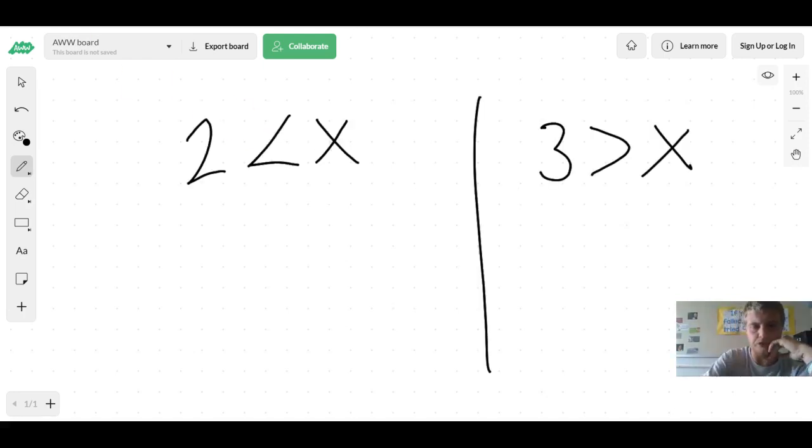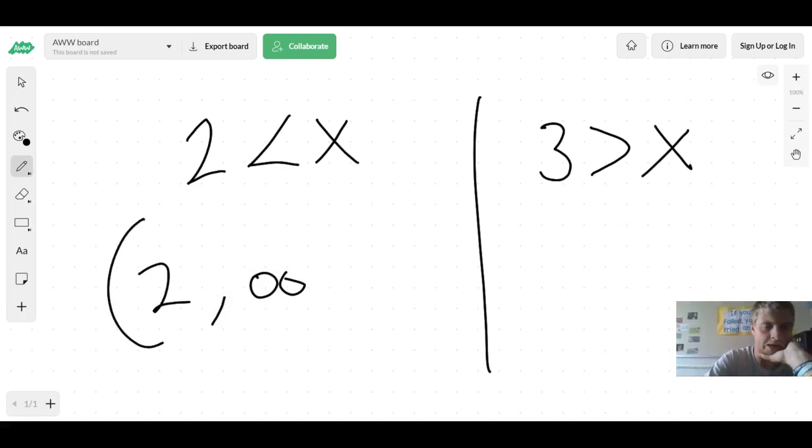Okay, so 2 is greater than x. This one would be 2 comma infinity because we're not stopping. We're going to do an open bracket at 2 because it's not equal to. We're going to do an open bracket at infinity.